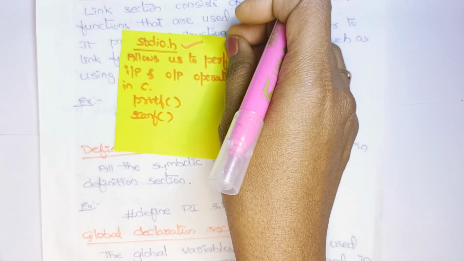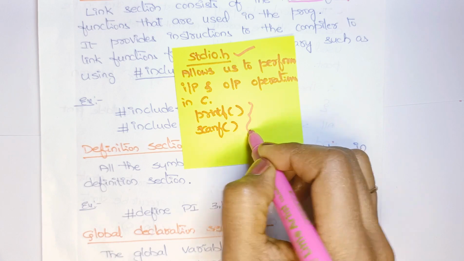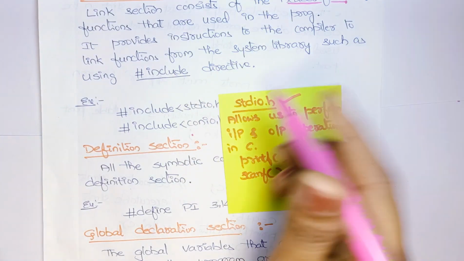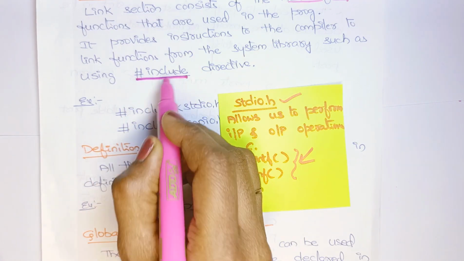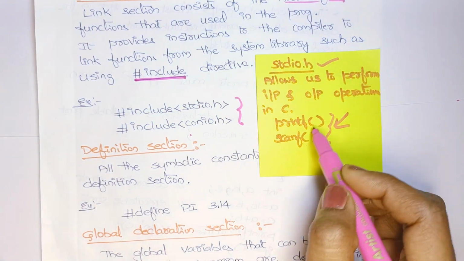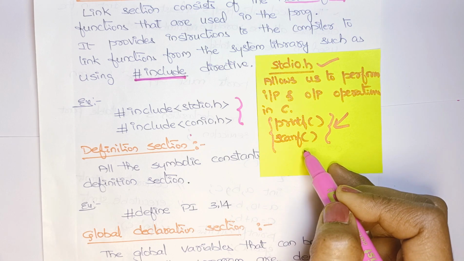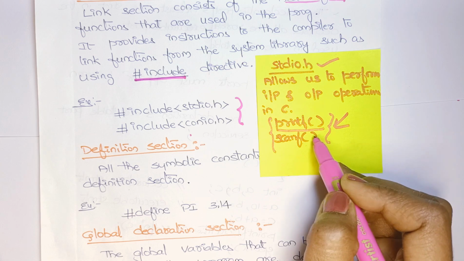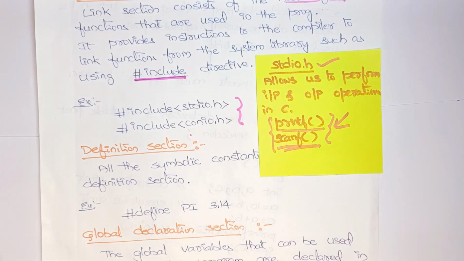Header files contain library functions. These are all already-defined library functions. To load those functions we use the #include directive. The standard input output header file has functions like printf and scanf. To print the output on the screen you need to use printf, and to read values you need to use scanf.